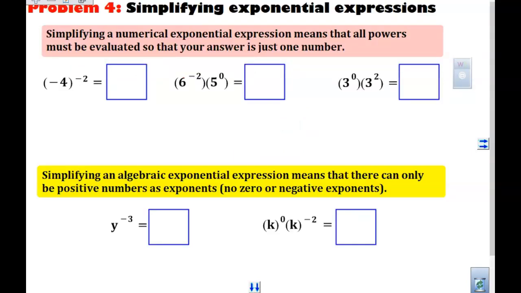So simplifying our exponents. Now we're going to combine these 2 things. Simplifying exponents means that all powers must be evaluated in your answer, and you can't have more of that same base. And usually you can't have any negative exponents. So I'm going to start with this one being over 1.